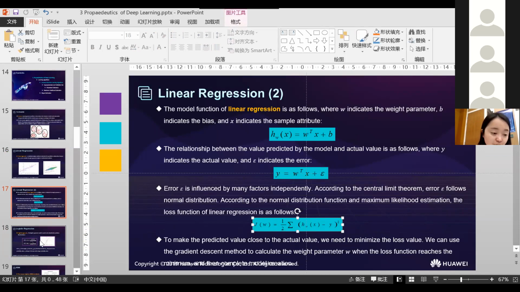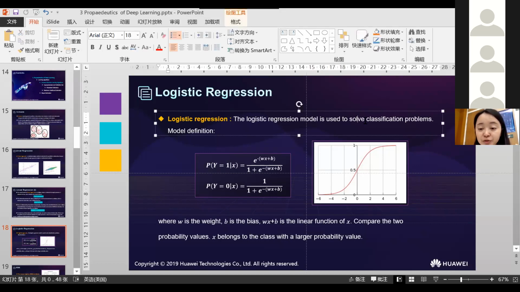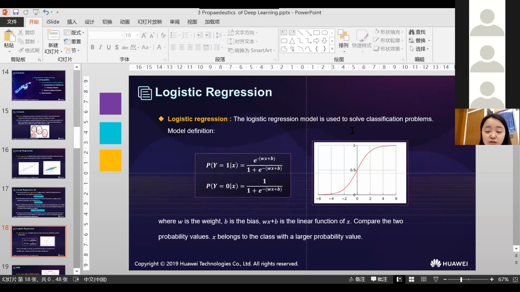actual label. And then we talk about logistic regression. Logistic regression is actually not a regression model, but a classification model. Logistic regression is a model to solve classification problems, to solve binary classification problems. That means the output will be either 1 or 0.